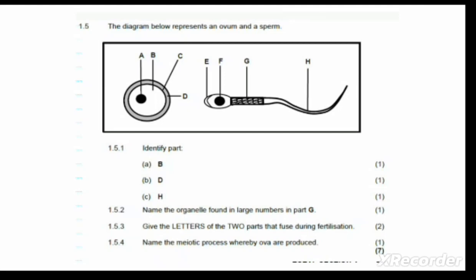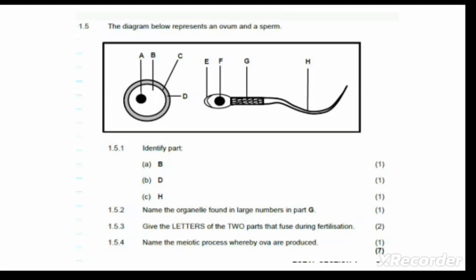It says the diagram below represents an ovum and a sperm. They say identify part B. Part B, it is cytoplasm. Part D is jelly layer. Part H is flagellum or the tail. Name the organelle found in large numbers in part G, that is mitochondrion.